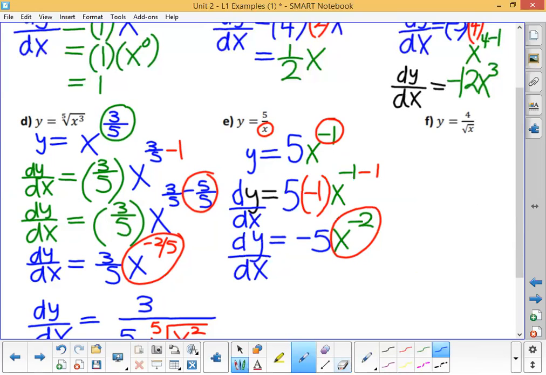So my final answer here would be dy over dx is equal to negative 5. Now, negative 5x to the power of negative 2 is the same as negative 5 times 1 over x squared. So this would be negative 5 over x to the power of positive 2.